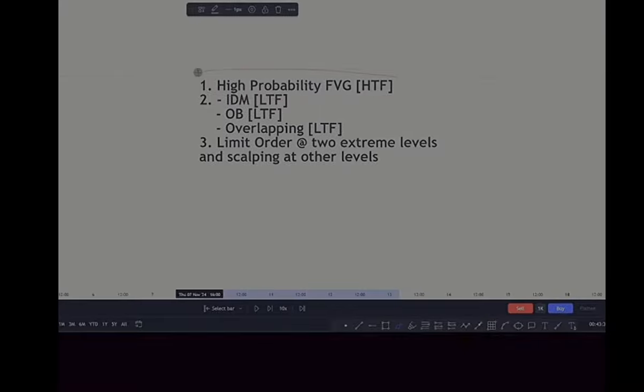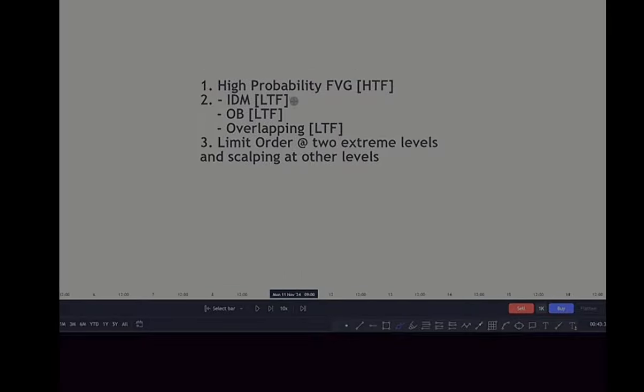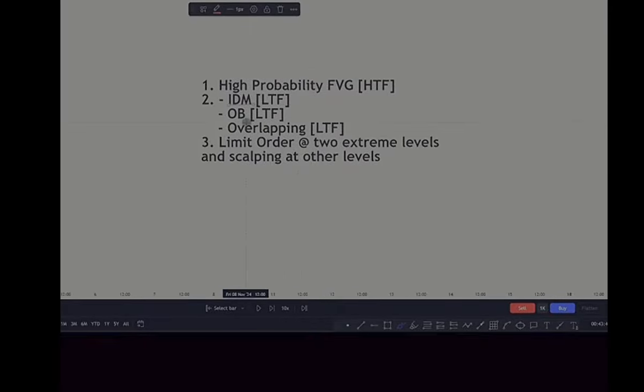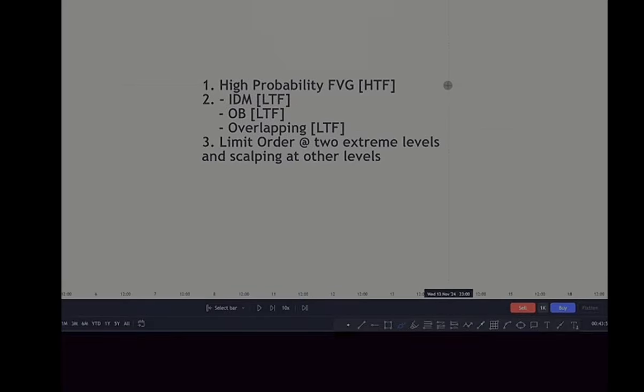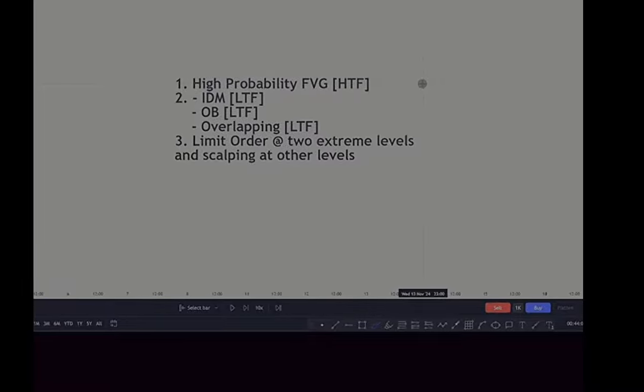And then after marking these, we're going to be looking at the lower time frame. So lower time frame, higher time frame fair value gap, order blocks, and overlapping. And you're going to be marking all your zones. Inducement is the most important, and these are equally important. And then after that, you're going to evaluate how much risk you can take, what types of risk you can take. You're going to be placing limit orders at the two extreme levels. So the two extreme levels, you're going to ignore all the rest, and place limit orders at the two extreme levels.